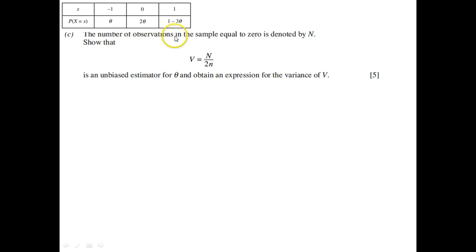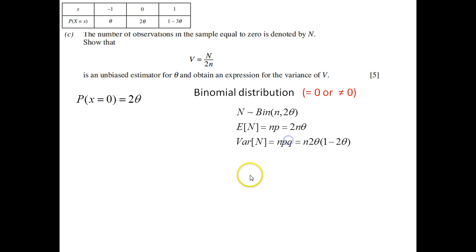Now, if we are talking about the number of observations in the sample equal to 0, we are talking about a binomial distribution. So the probability is 2 theta for x equal to 0. So we've got a binomial distribution, i.e. x is either 0 or it's not 0. So capital N now is a binomial distribution with n observations and 2 theta as our probability. So the expected value of N is np, which is 2n theta, and the variance is npq, which is 2 theta times n times (1 minus 2 theta) for q.